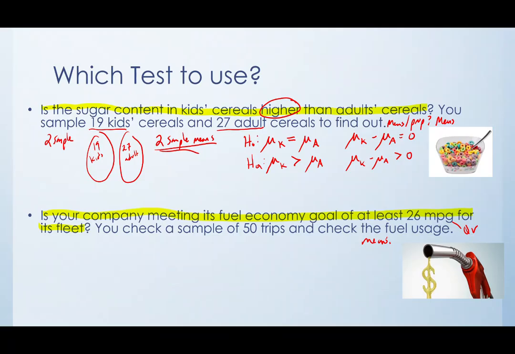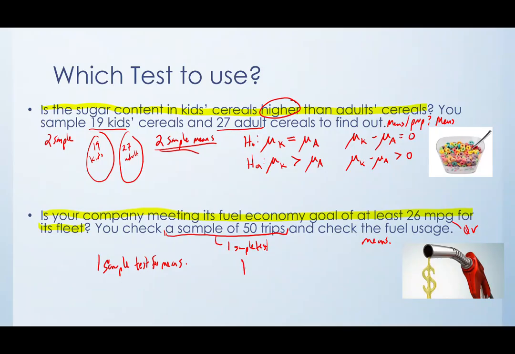And next we say, how many samples do we have? We've got a sample of 50 trips, and I only see the one sample. There's only one set of measurements. So this is going to be a one sample test, and it's a one sample test for means. We can't say if this is a z-test or a t-test because we don't know if we know the population standard deviation.